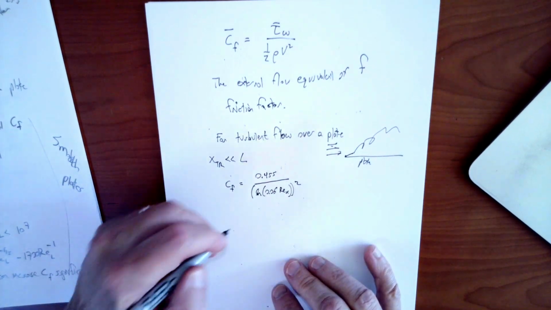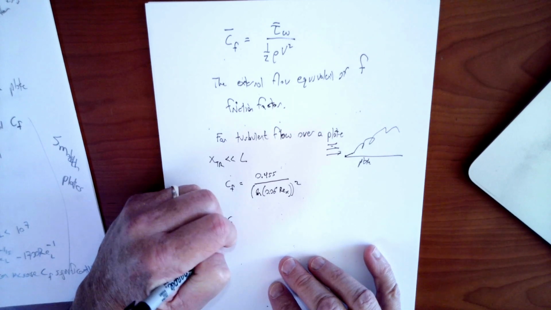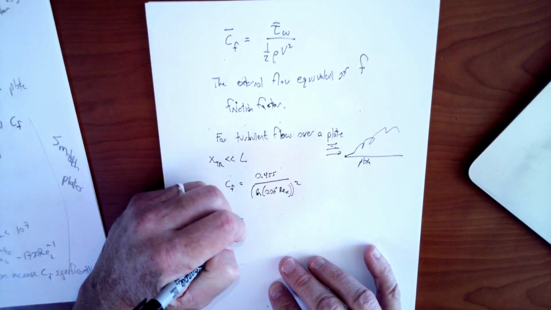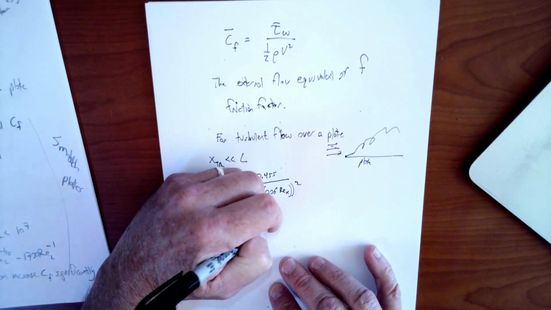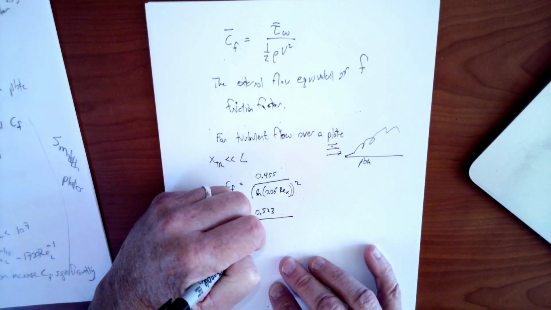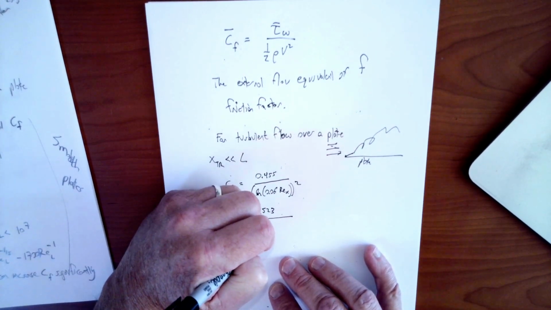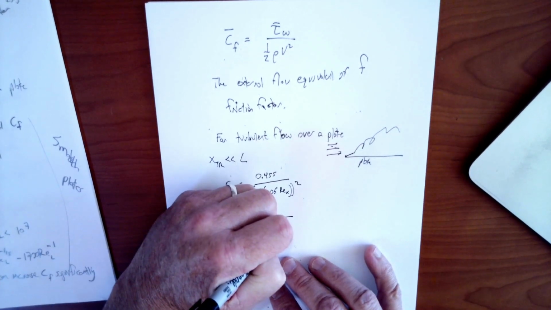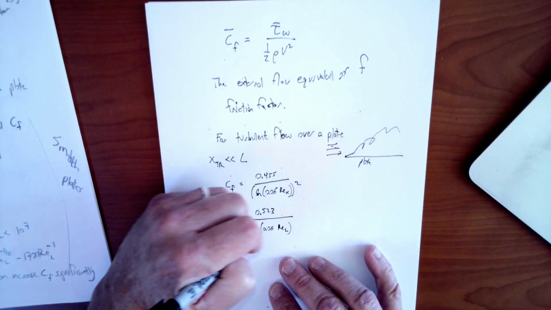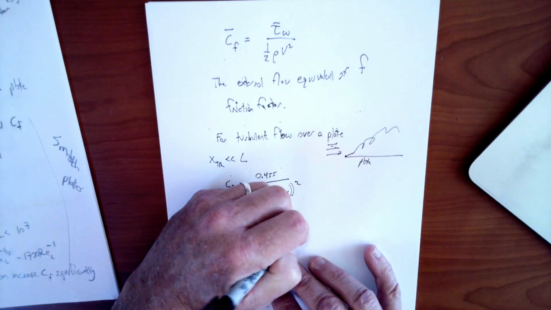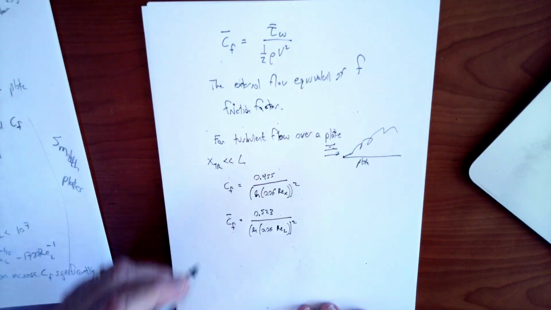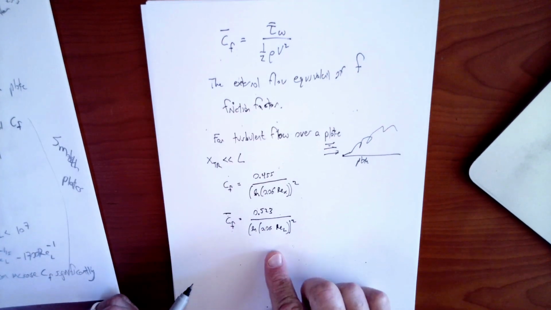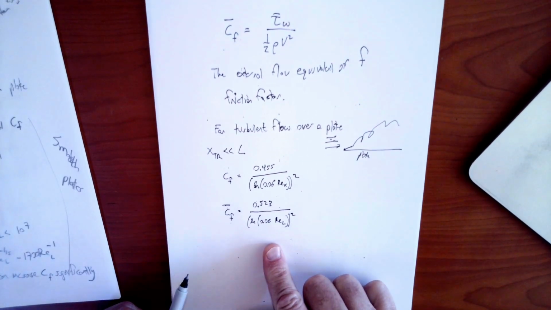If you want the average skin friction coefficient, that's equal to 0.523 divided by ln of 0.06 times the Reynolds number based on L, squared. All right, so that's your average. So you have access to both. These are both for flow over a plate.